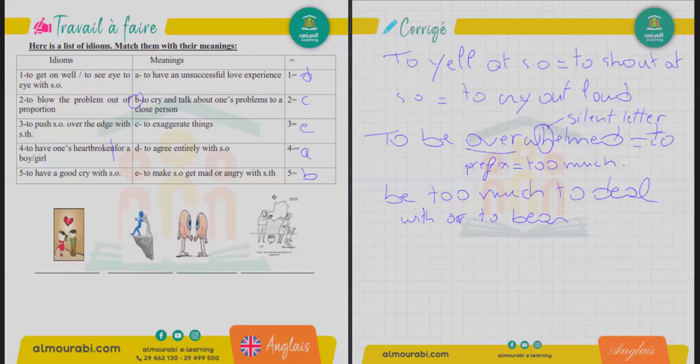Of course, if you have a good cry with someone, you just reveal. You reveal your secrets, your problems to someone who is close to you, normally your friends. That's to have a good cry with someone. You reveal your secrets, you share your feelings with a close friend. That is what it means to have a good cry with somebody. These idioms, we will find them later on in our text. Bien.